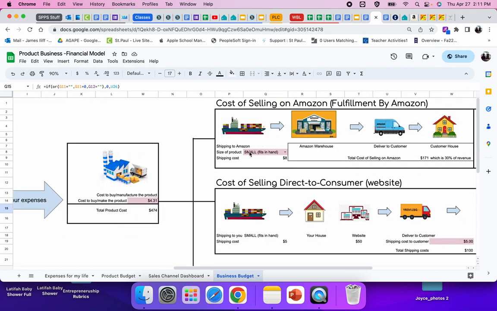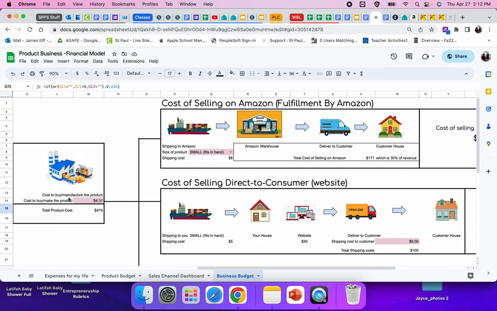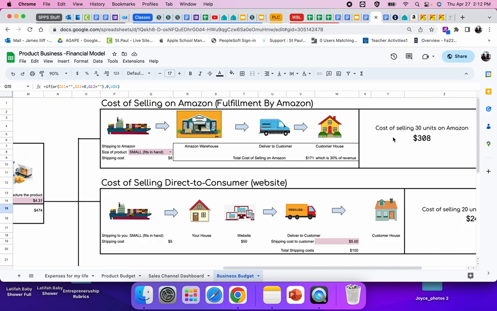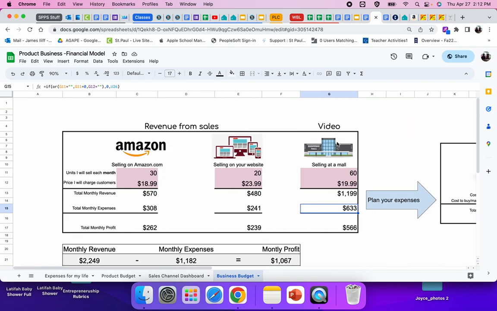So that's how you're going to plan out your cost of doing business, from manufacturing to shipping to getting the product from your house or from Amazon to the customer. So we're looking at costs right now. So go ahead and estimate your costs for your business.